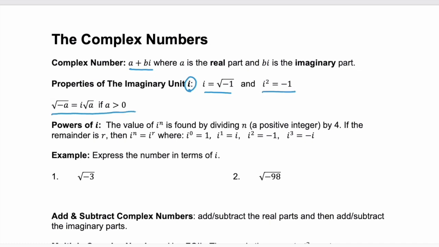The most important reason to have this imaginary unit is to be able to take the square root of a negative number. So if we take the square root of some number a, which is negative, we'll get i times the square root of a. Let's look at a couple of examples.